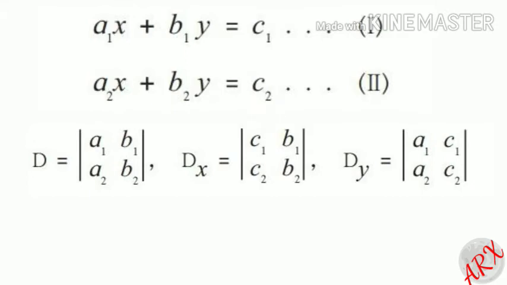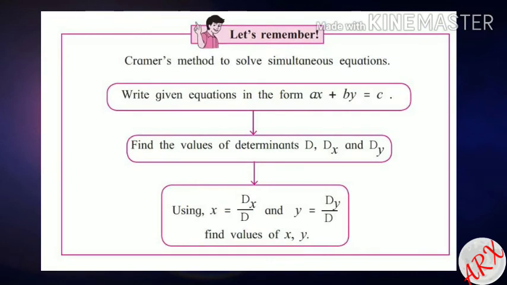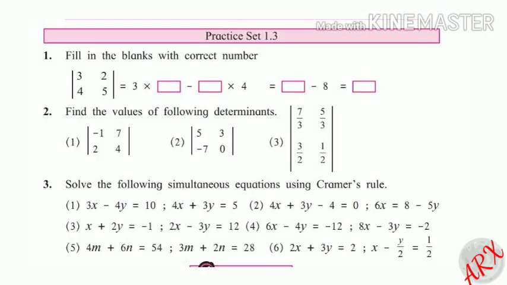Now to solve the equations we have to take x equal to Dx upon D and y equal to Dy upon D. You can see a flow chart to solve simultaneous linear equations in two variables by the determinant method. Now we will move on to practice set 1.3.